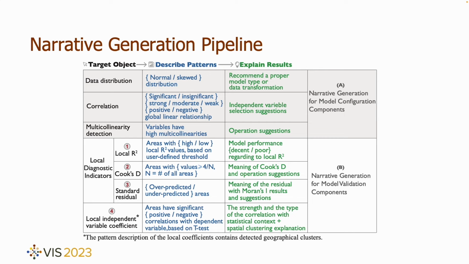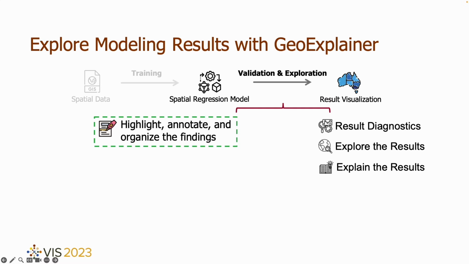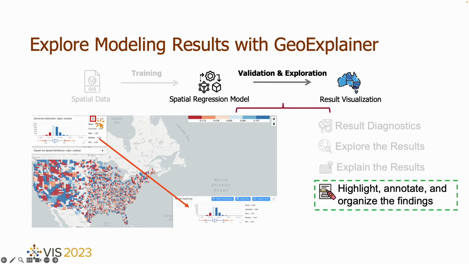By working with domain experts, we distill and propose text templates to generate narrative explanations in our framework. Here are the templates we use. Please refer to the paper and appendix for more details. To better support the understanding and the reviewing of the explored information, analysts can highlight, annotate, and organize their findings in the report authoring panel.